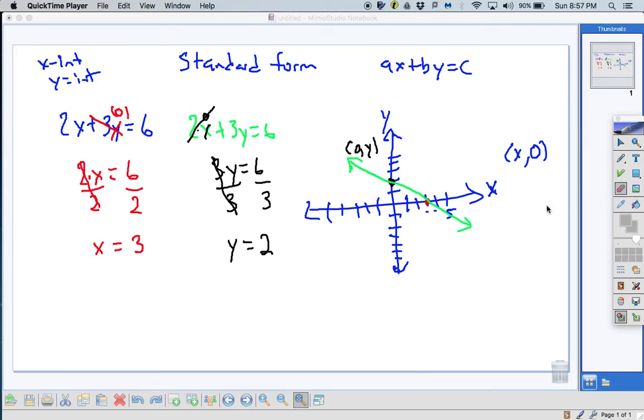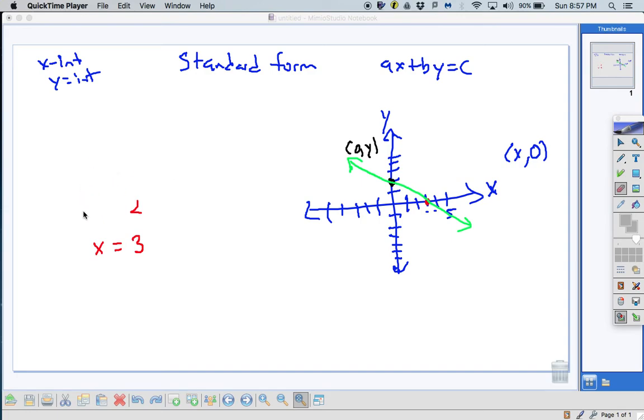All right, let's do one more. So I'm going to delete this part over here, and let's make it a little bit more challenging. Let's go with 4x minus 6y equals 12. Okay, so just like before, we're going to find our intercepts. Our first intercept, and it doesn't really matter which you pick. Let's make y equal to 0.